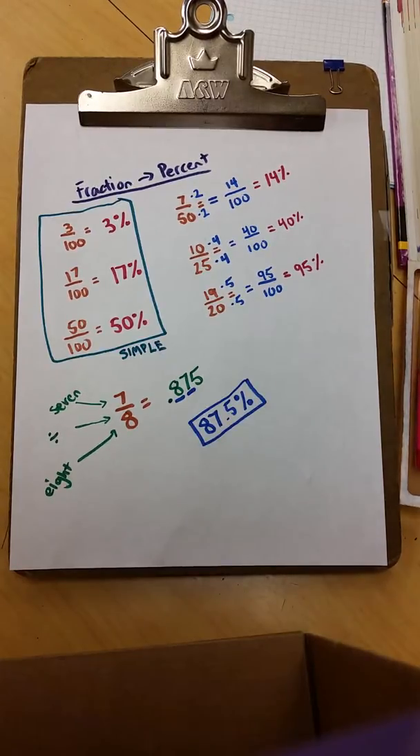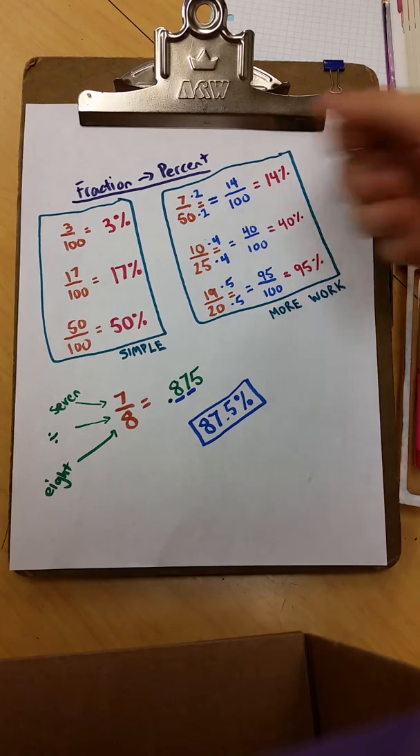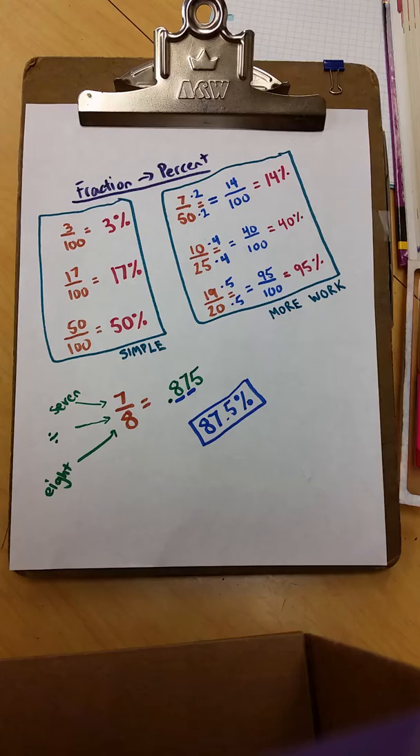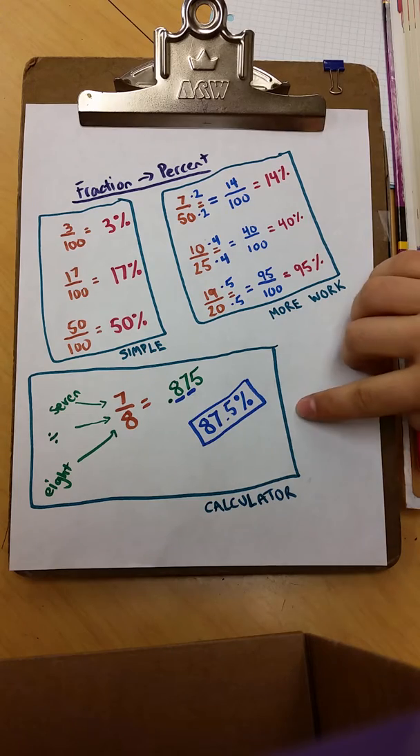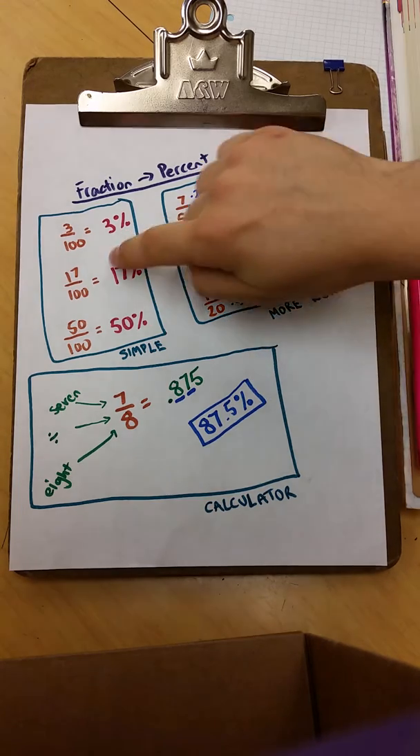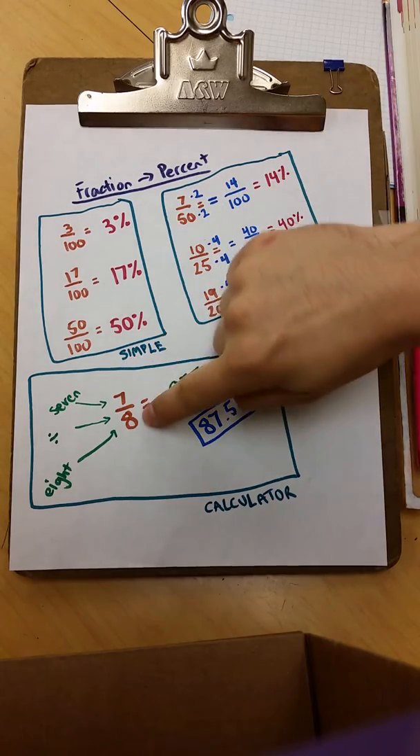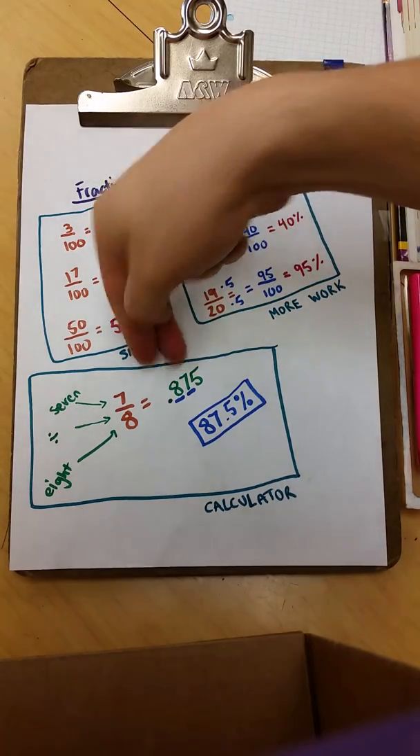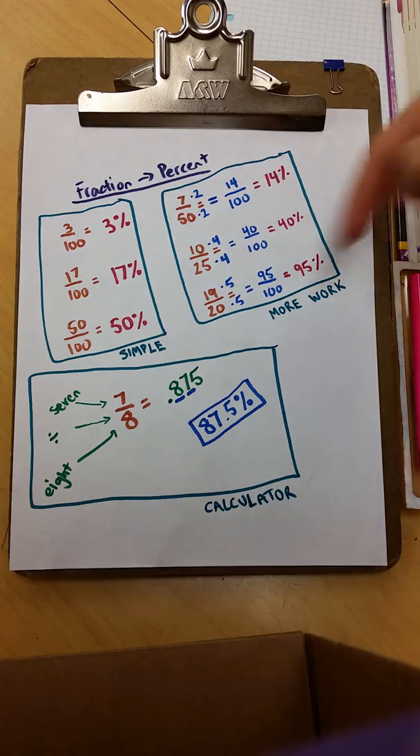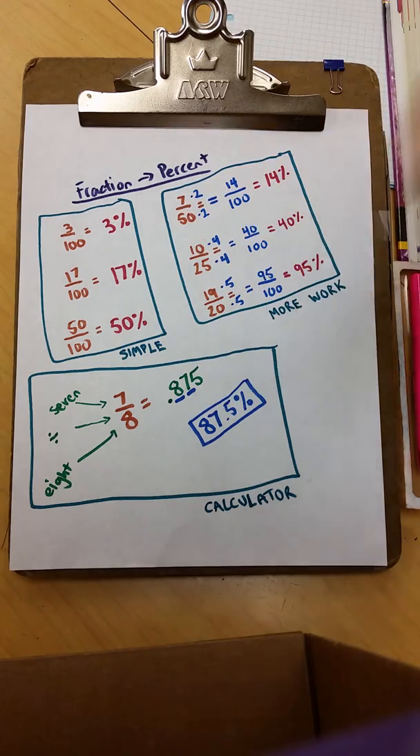So fractions with a denominator of 100 are simple. Fractions where the denominator can turn into 100 are a little bit more work, but you can still find an equivalent fraction like these. But the calculator method works on all of them, even these and these. Just remember to divide top by bottom, and the first two numbers after your decimal are your percent. Everything else is just a little bit of extra decimals.